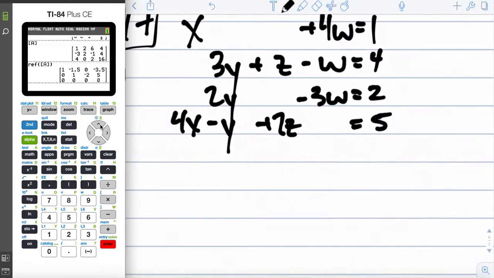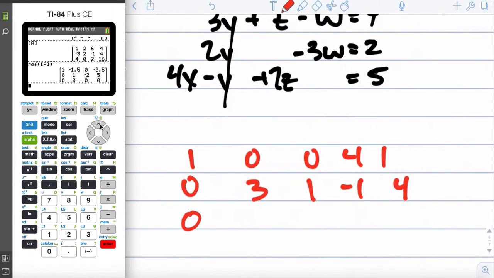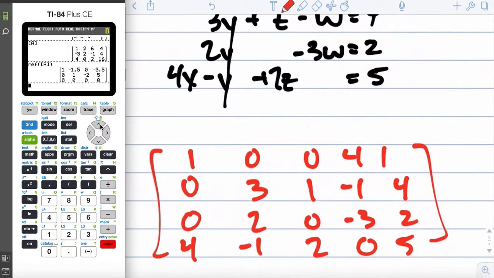Again, I'm going to do this on the calculator. Put in row echelon form, you get 1, 0, 0, 4, 1, then 0, 3, 1, negative 1, 4, 0, 2, 0, negative 3, 2, and then 4, negative 1, 2, 0, 5. That makes this one a 4 by 5 matrix.